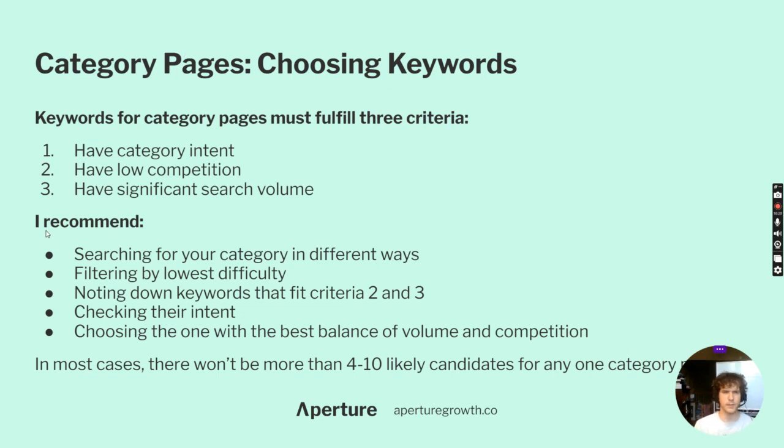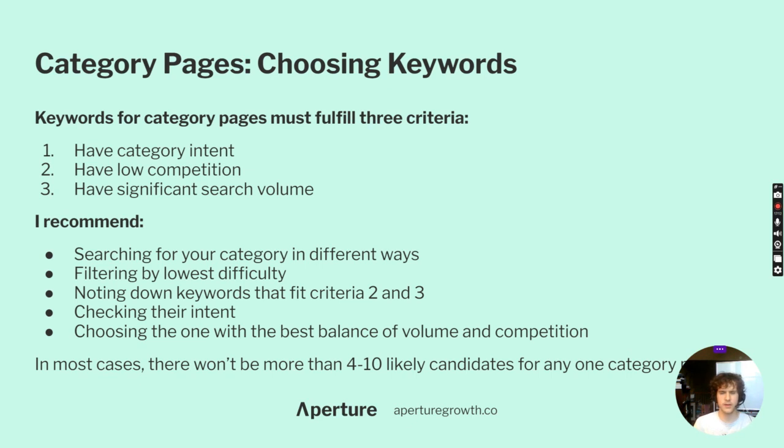The basic process I recommend for choosing keywords is, number 1, search for your category in different ways. Some categories are more straightforward than others. For CBD oil, you have 2 different ways: you'll have CBD oil, and you'll have CBD tincture. So search for your category different ways just to get keyword ideas and see what's out there. Number 2, filter the keywords in your tool by lowest difficulty, so you see the easiest opportunities for each topic. Number 3, in a spreadsheet, note down keywords that fit criteria 1 and 2, so category intent and low competition.